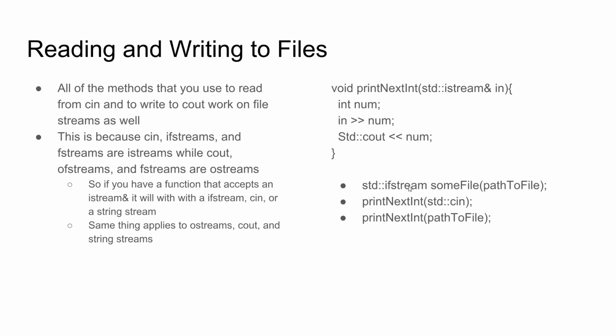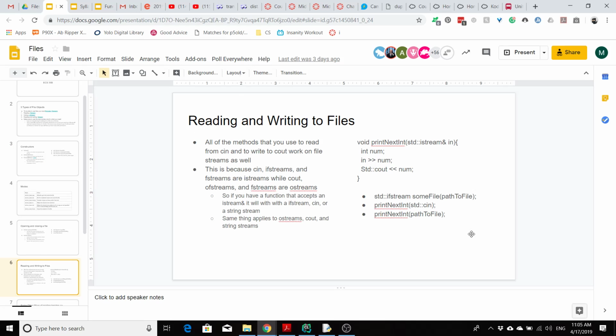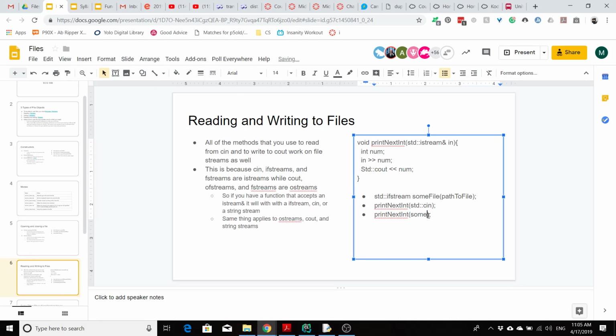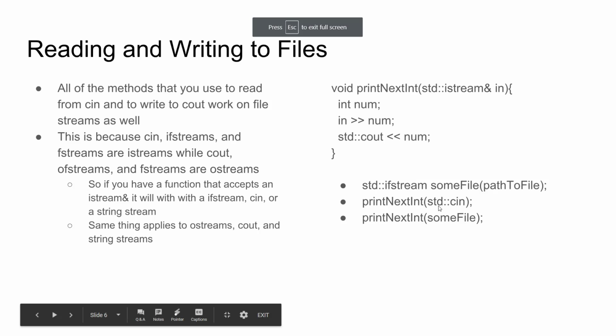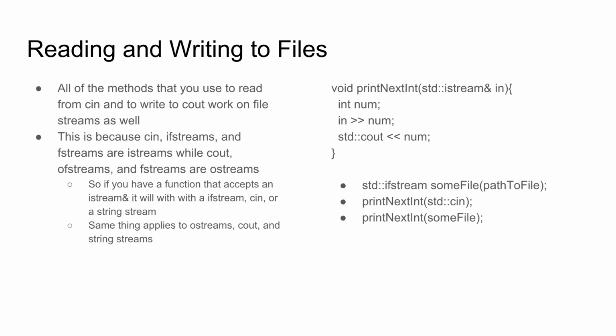So here, if I had an ifstream, some file, I could pass that to my function, not pass the file path. Or I could pass in cin, and both will work. So if you want to make your functions a little bit more general, you can use istreams or ostreams, and they'll work with both files as well as the standard output. If you specifically needed a file, you'd have to use an ofstream or an ifstream. Any questions here?